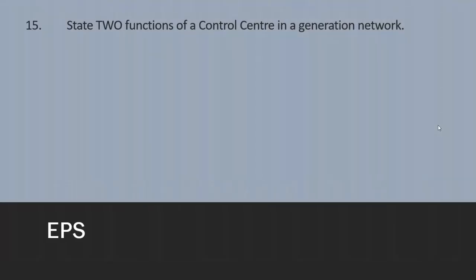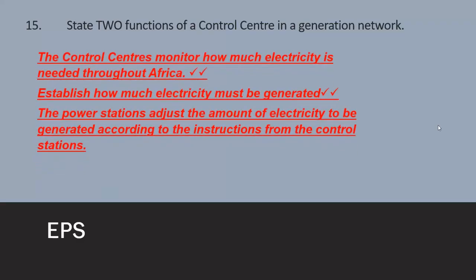State 2 functions of a control center in a generation network. The control centers monitor how much electricity is needed throughout South Africa. They establish how much electricity must be generated. The power stations adjust the amount of electricity to be generated according to the instructions from the control stations.